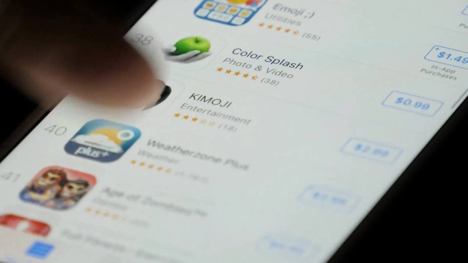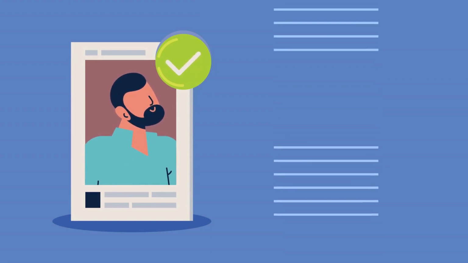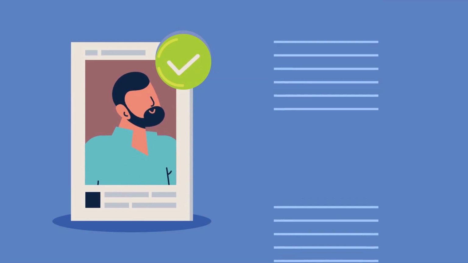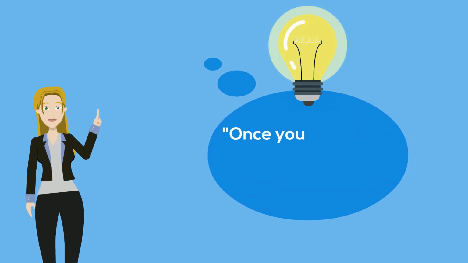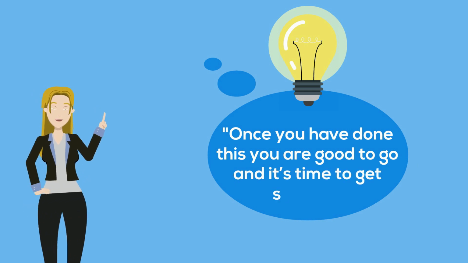First, download the Instagram app from the App Store on your phone. Create an account by entering your email address or phone number. Next, set up your profile by adding a profile photo, bio, and website link if desired. This is easy to do and shouldn't take very long. Once you have done this, you are good to go and it's time to get started.